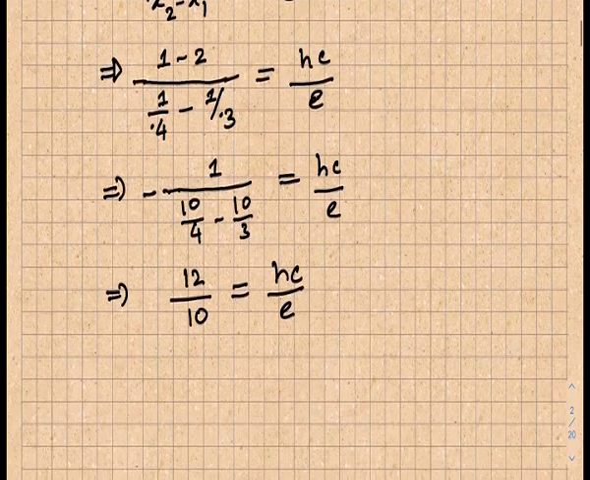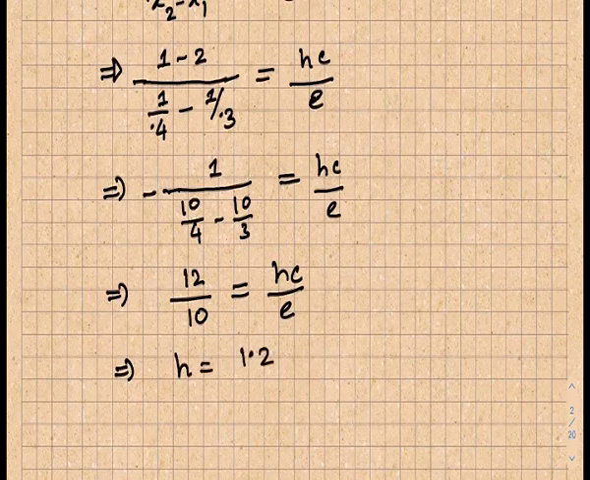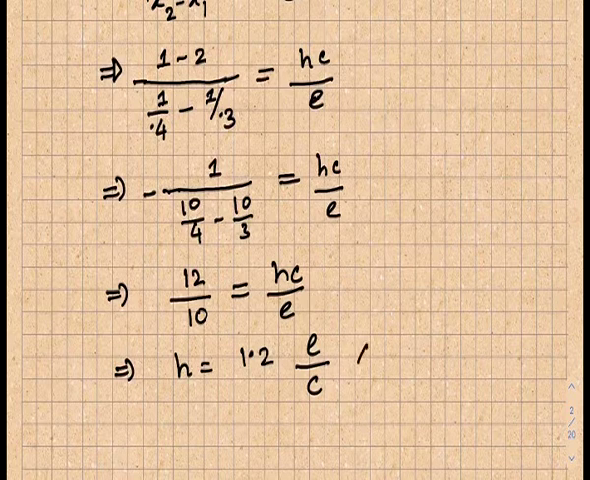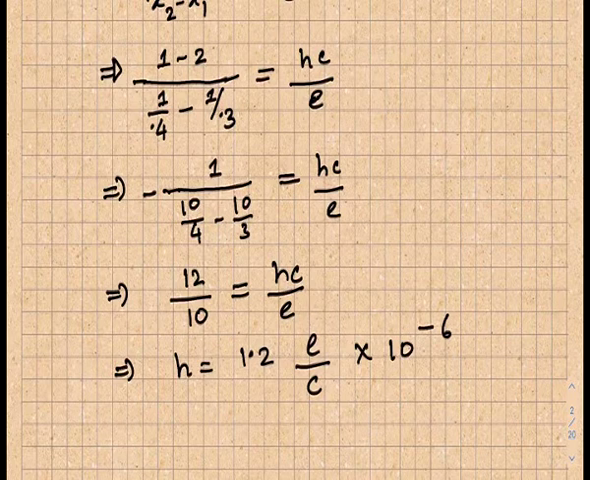And therefore, h is equal to 1.2 e by c. But remember that your lambda is given in terms of micrometer, so you have to bring that part. It is a 10 to the power minus 6 factor that has to be added there. It has to be multiplied by that, because this is 1 by lambda, that is in micrometer.